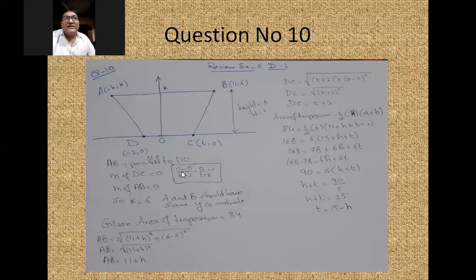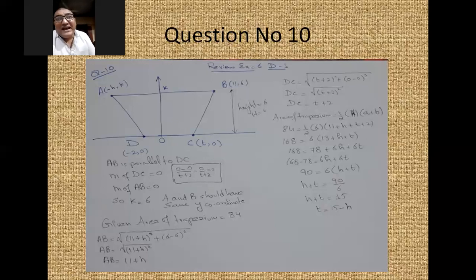Here you can see I have shown by the process that the gradient is 0, y2 minus y1 divided by x2 minus x1. 0 minus 0 divided by t minus minus 2, that will be t plus 2. So 0 by t plus 2, that will be 0. So the gradient of the DC is 0. Here mathematically I have shown why it is 0. Or conceptually I know that if the DC line is horizontal, then its gradient will be 0.